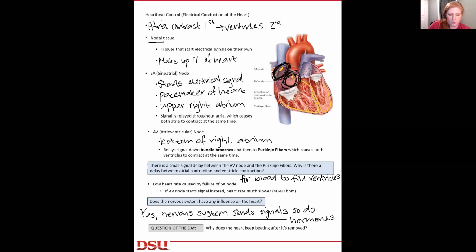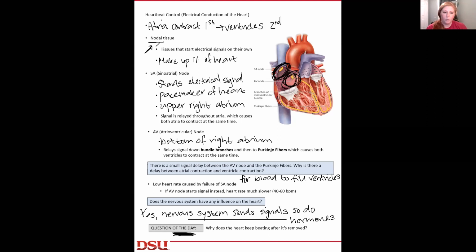I forgot to go over the question of the day at the beginning. Why does the heart keep beating after it's removed? If you think about it for a second, I think you know the answer. It's actually on this page. And it's up here, it's the nodal tissue. So remember that this starts an electrical signal on its own. There isn't anything else in the body that it has to rely on. In other words, it doesn't need the nervous system to help kick it into gear for a signal. It doesn't need hormones. All it needs is this little electrical burst that it puts out to keep the heart beating.